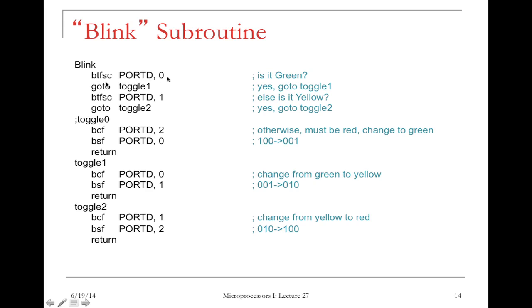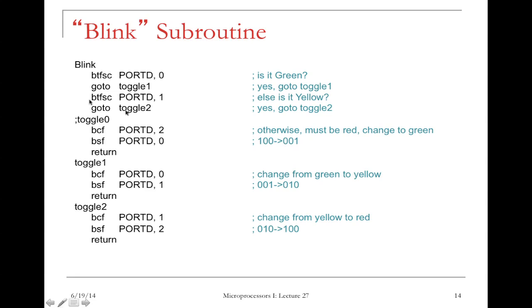Now suppose when we check this bit 0, it's indeed a 0. That means the green LED is not on at this point. Then this go to instruction will be skipped. So we're going to check this port D, comma 1. We're going to do the bit test, skip if it's clear. That is to check whether currently we have yellow LED is on or not.